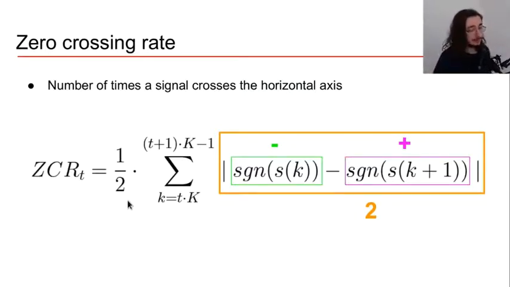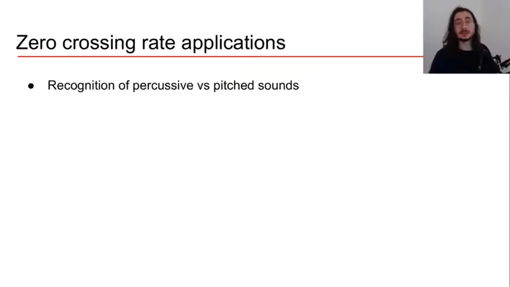Now what we do is we sum over all the samples that we have in a frame, so that we get the values for all the zero crossings that we have in a frame. Okay, so that's a simple mathematical formula that's very elegant for defining zero crossing rate. Now let's take a look at some applications.